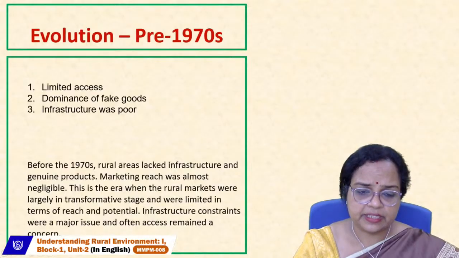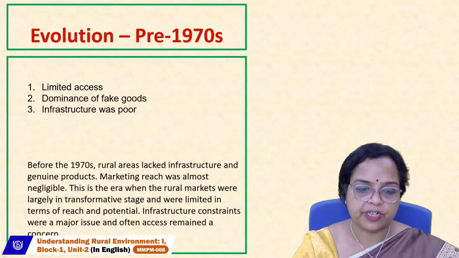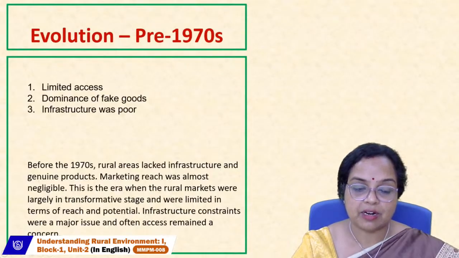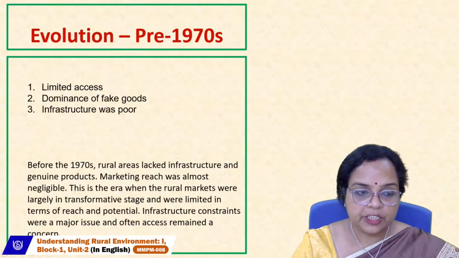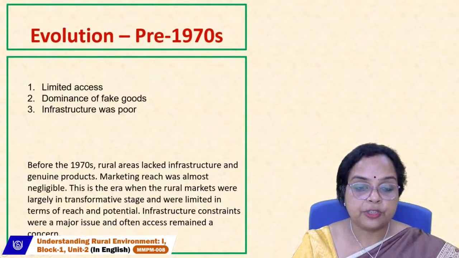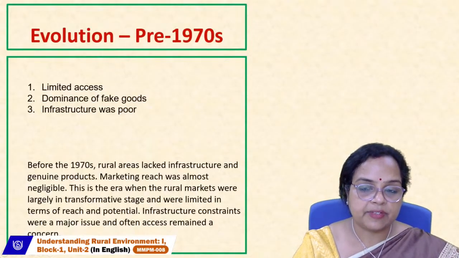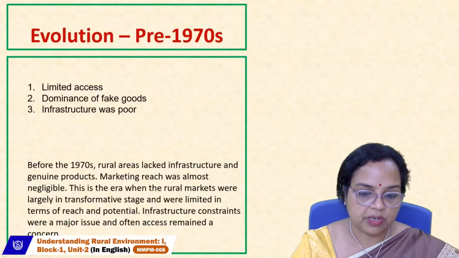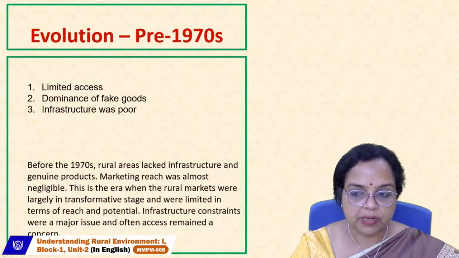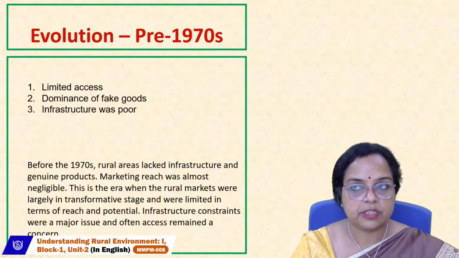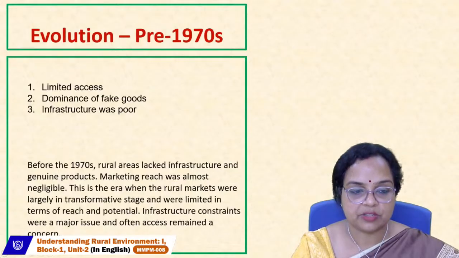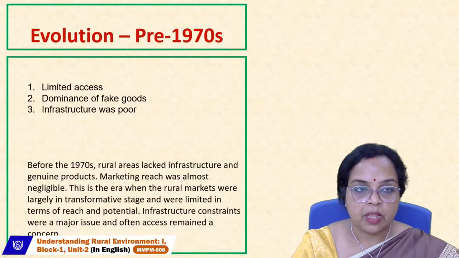During the era of the 1970s, these rural markets were in the transformative stage, where they had started taking a few initiatives to change the structure, to enhance the logistic part, to introduce new initiatives to sell the product on a larger scale. So we can understand, before 1970, the operations at rural markets were limited, restricted due to the challenges of lagging infrastructure and genuine products.